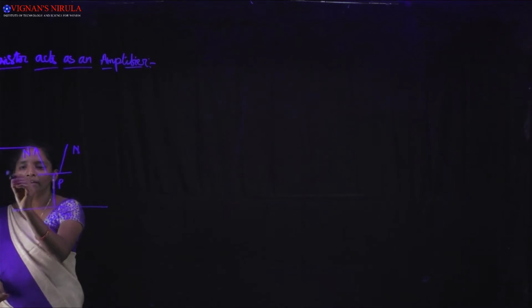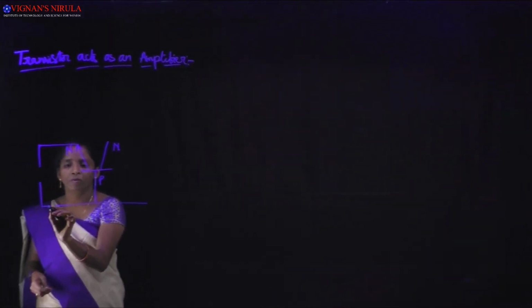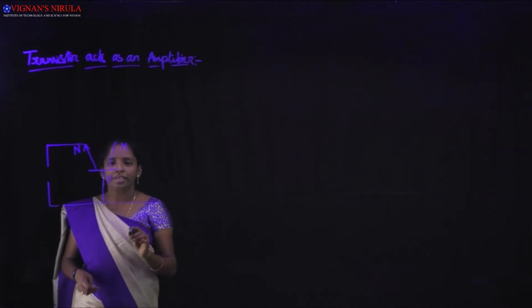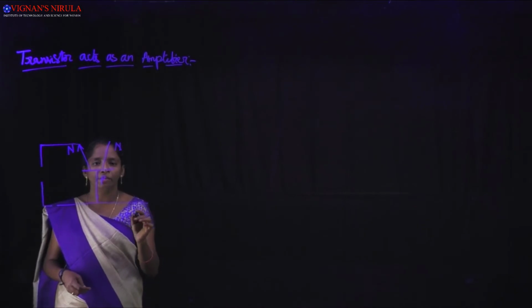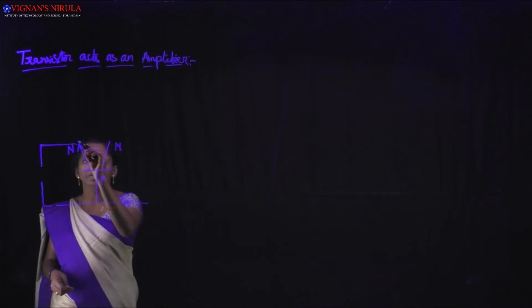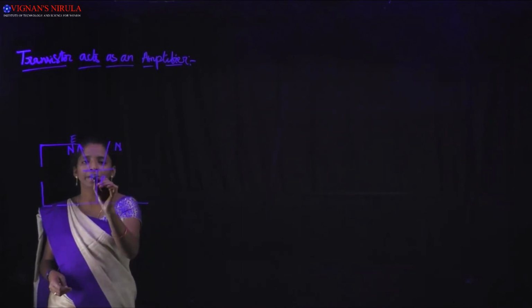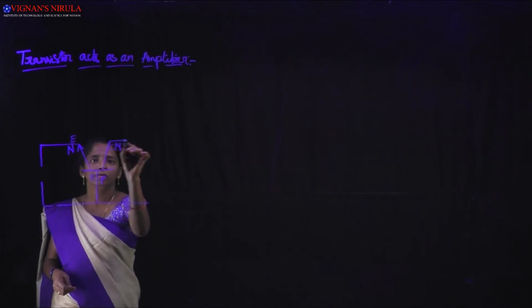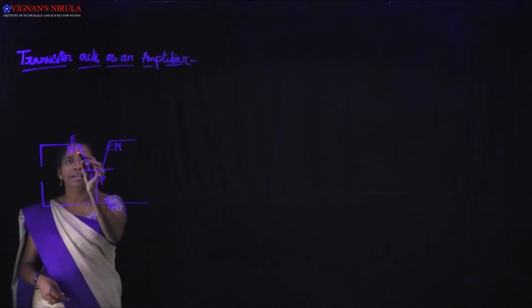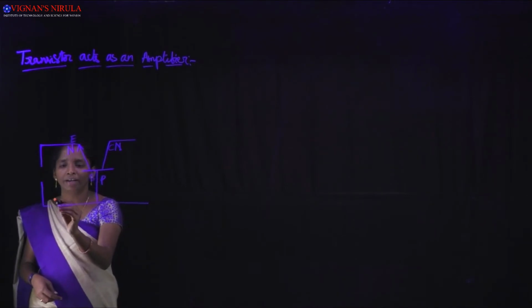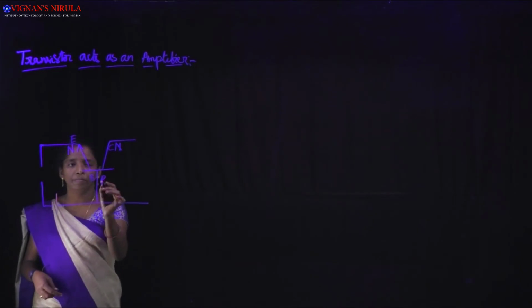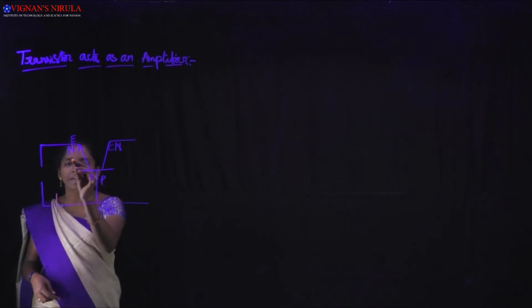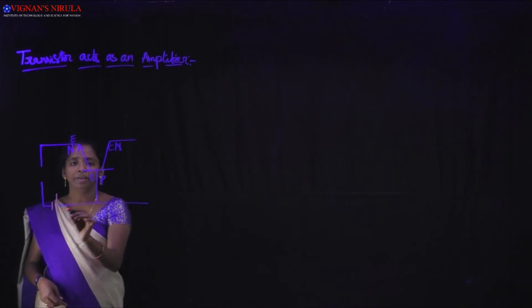Here I am applying forward bias because, for the transistor to work as an amplifier, it should be connected in active mode. For that purpose, I am applying forward bias between the emitter base junction. So this terminal is the emitter, base and collector. The negative terminal of the battery is connected to the emitter with respect to the base, so the base is positive.